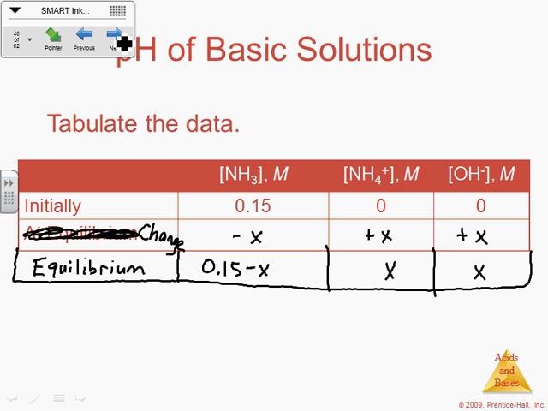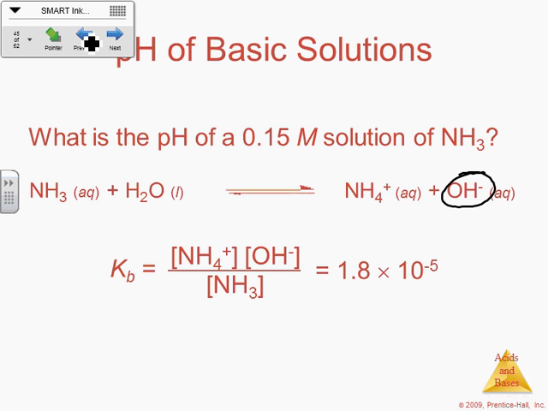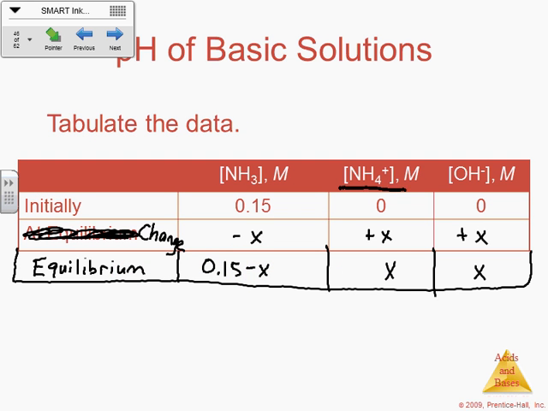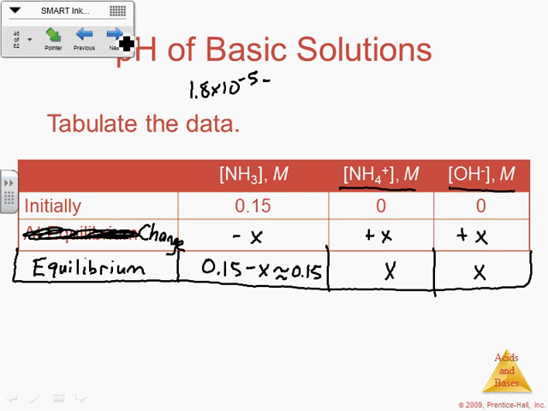Same issue with these. We don't want to deal with quadratic formulas, but the Kb for this one is relatively small. It's 1.8 times 10 to the negative fifth. You might check this at the end just to make sure. But I'm guessing that the amount that actually changes into these two things is very small compared to the 0.15 that we start with. So we're just going to say 0.15 minus x is basically 0.15. Okay? So then when you plug this into your equation, 1.8 times 10 to the negative fifth is equal to x squared over 0.15. Solve for x. When you solve for x here, you should get 1.6 times 10 to the negative third.